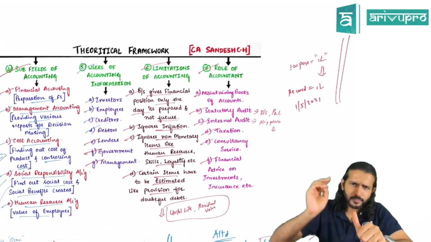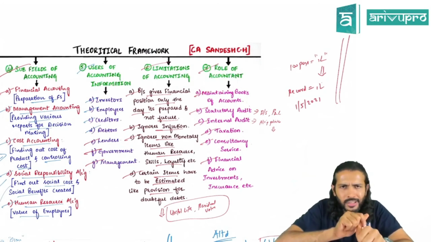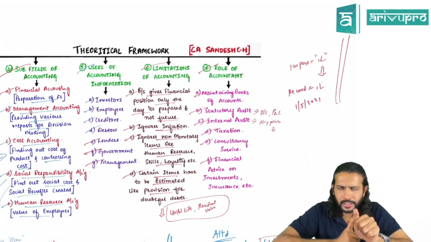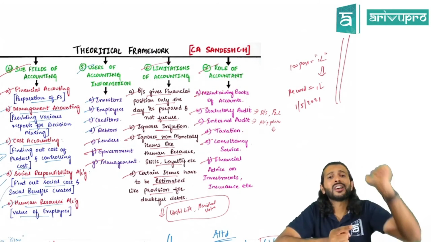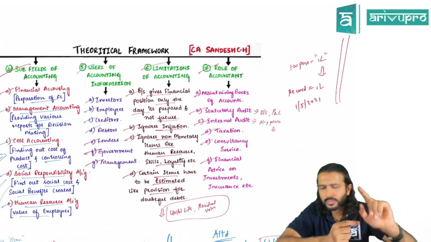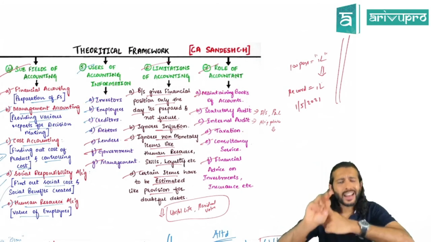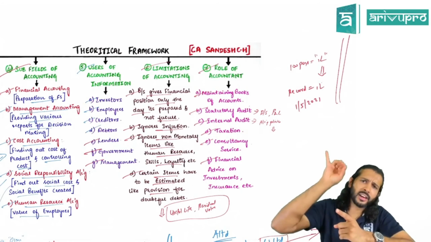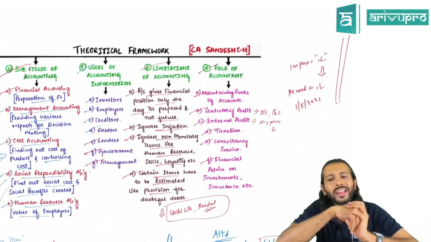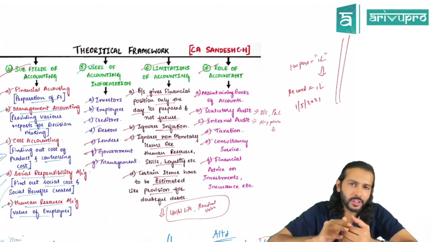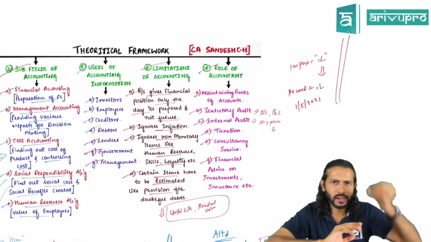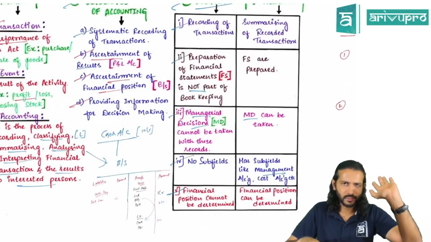Transaction means it's an activity, the performance of an activity, but that activity should be monetary. Event means it is a result of that transaction. What is the definition of accounting? Accounting is recording, classifying, summarizing, analyzing, interpreting and communicating transactions and events to the concerned person or to the interested parties. Okay, that's the first thing we learned.